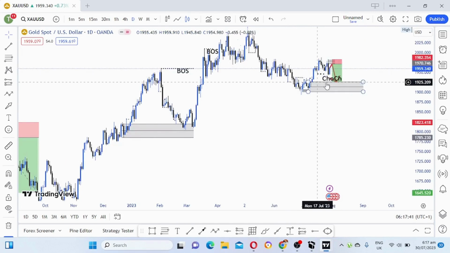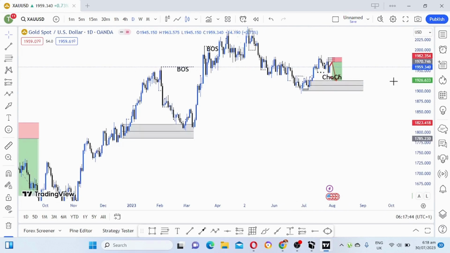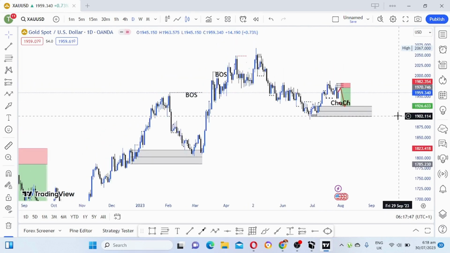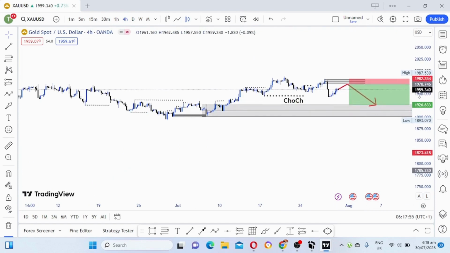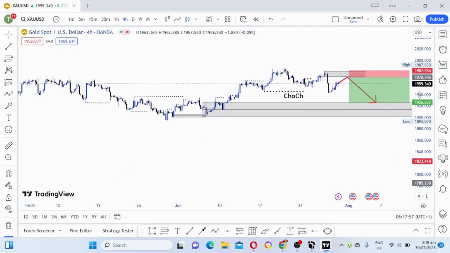I'm just waiting for price to pull back to this demand zone that I drew here. So let me switch to H4. On H4, as you can see, we had a change of character.